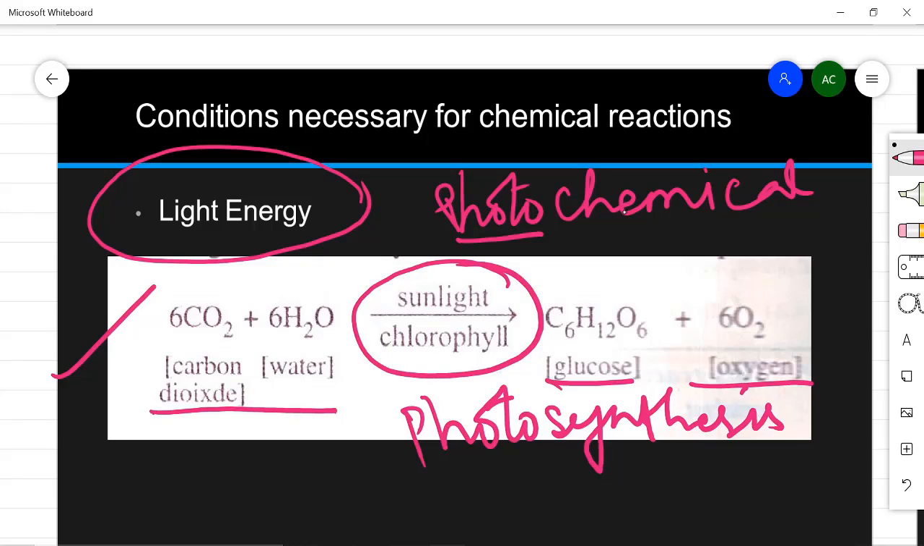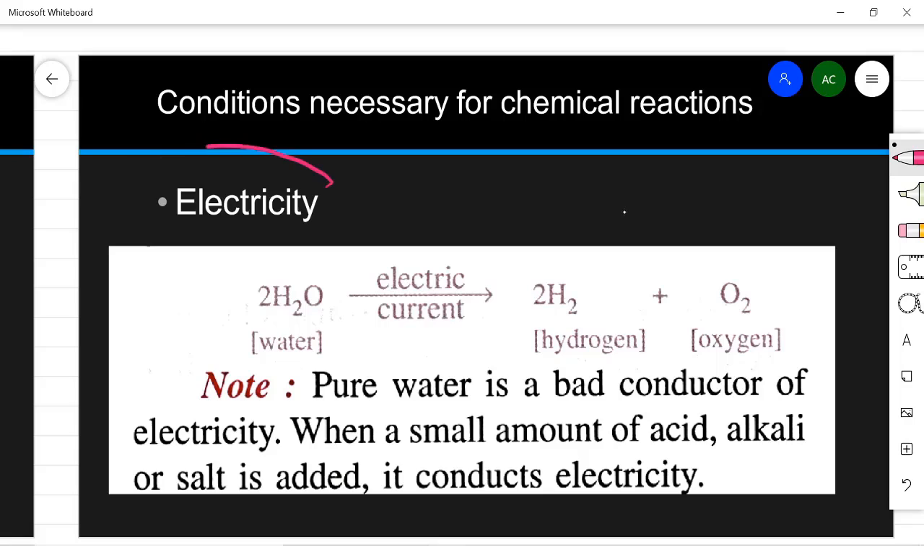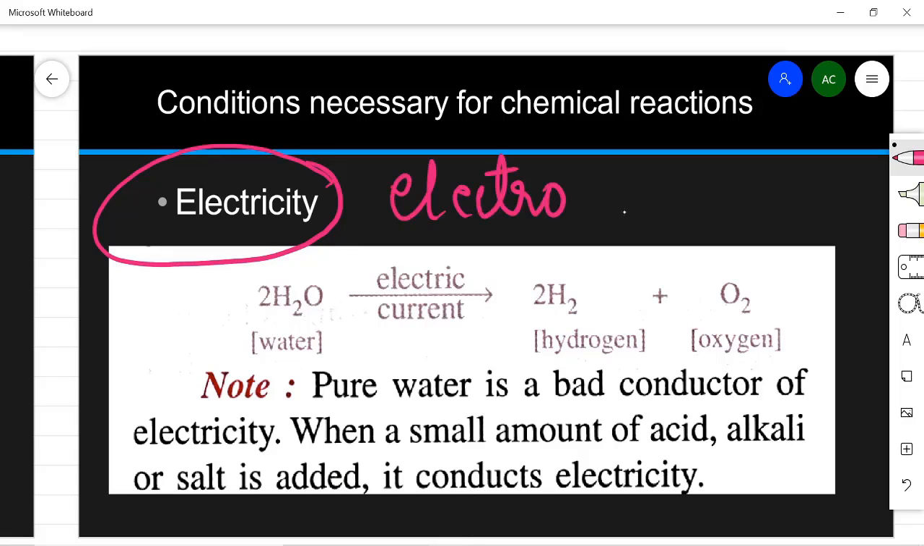Then don't get confused. Photochemical reaction means happening in the presence of light. Now this is another condition, that is electricity. Light वाले reaction को photochemical कहते हैं, electricity वाले reaction को electrochemical reaction. Okay, so what is this? This is electrochemical reaction. So some reactions only occur when electricity is passed through the reactants, and these types of reactions are known as electrochemical reactions.